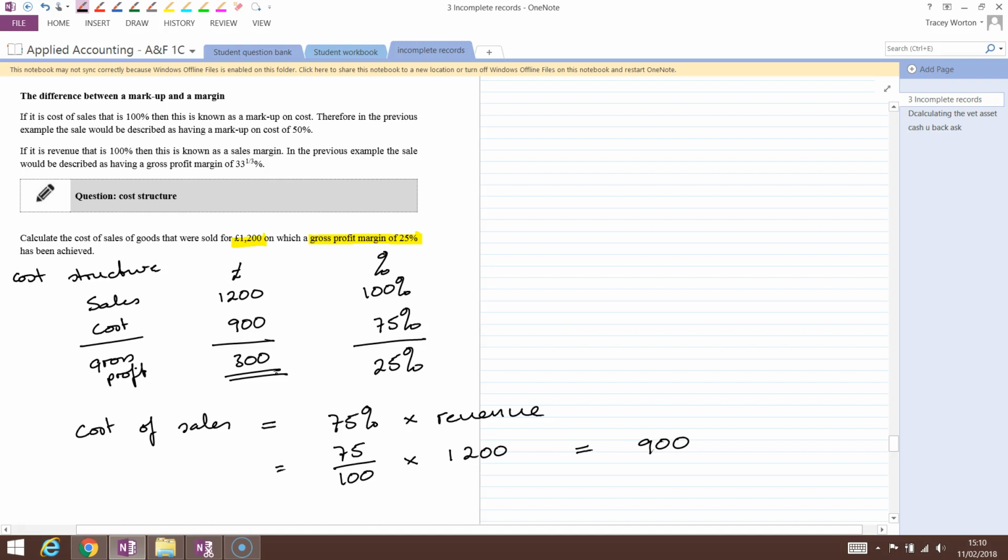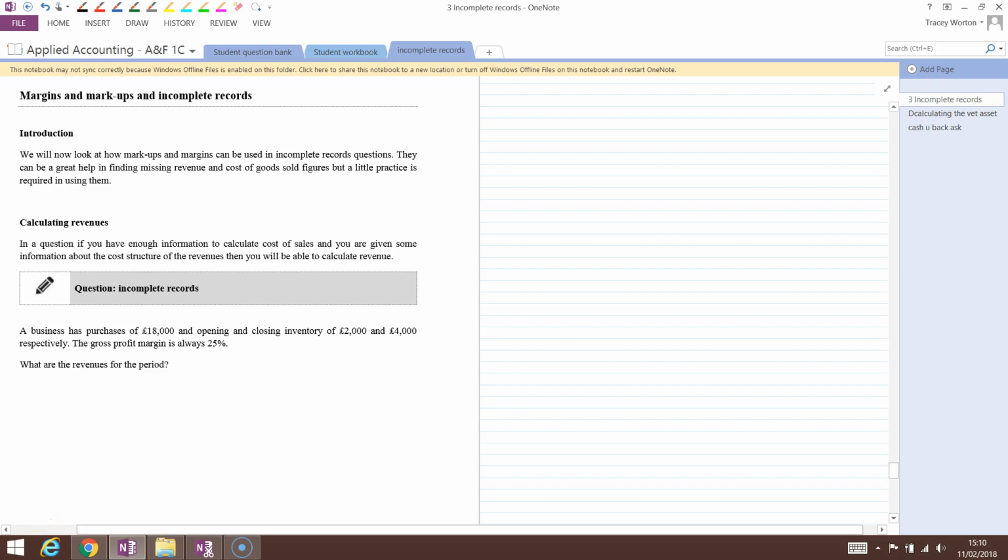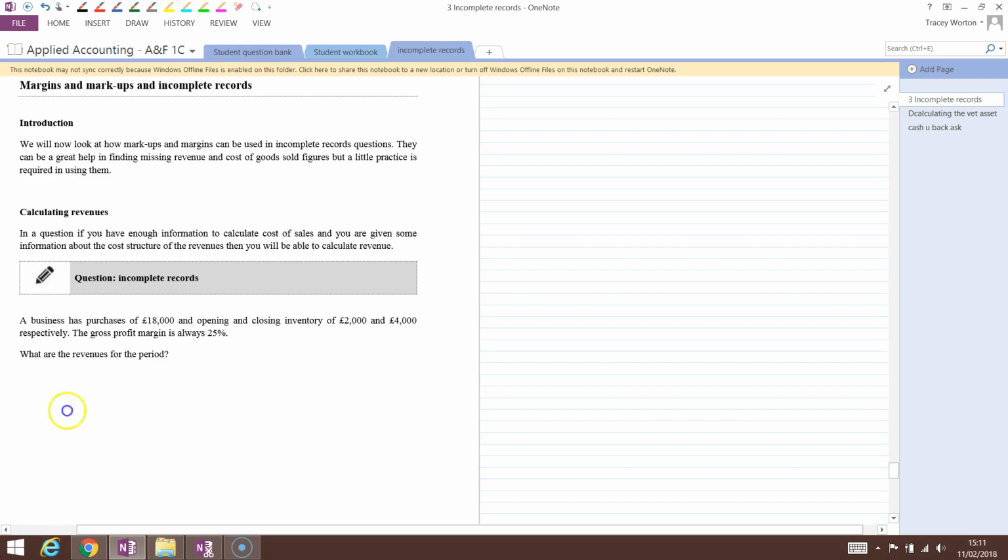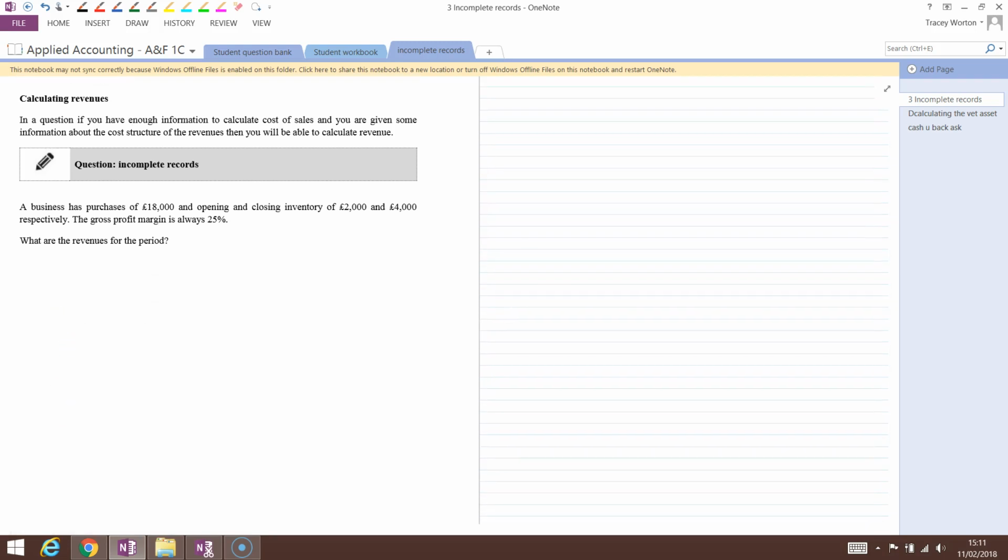So we can use our markup and margin information in order to reconstruct a short trading account. So developing this further, we can then use this idea of markup and margins in incomplete records. And it will assist us in helping to find missing figures for revenue or for cost of goods sold. But it does mean that you do need to practice the activity. So let's have a look at a short example.